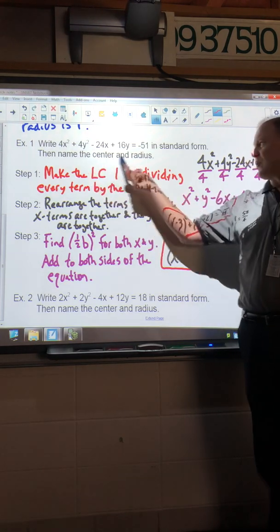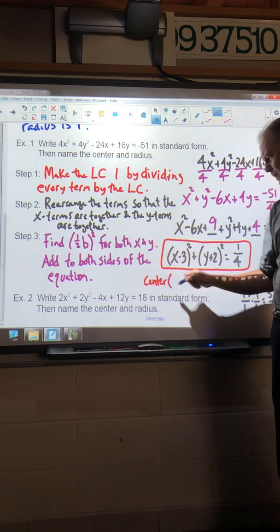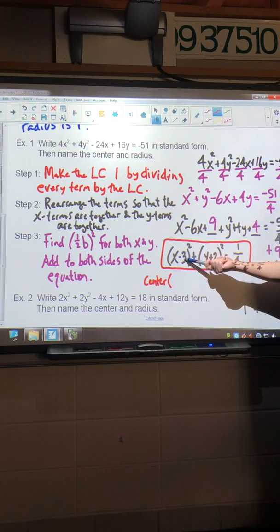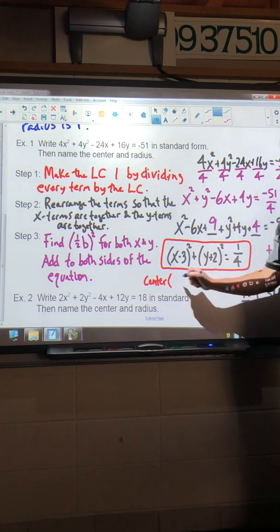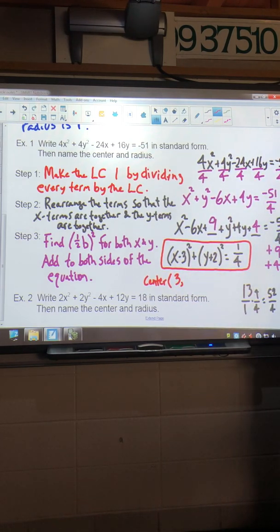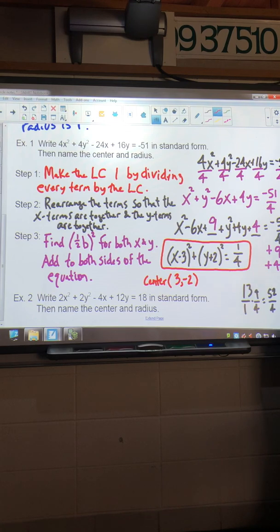Then it said name the center and the radius. Okay, so the center of the circle, h is 3. X minus h is 3. And then what are we subtracting here? It's y plus 2, which is the same as y minus negative 2, right? So we're actually subtracting negative 2 there, so k is negative 2. So the center of the circle is 3, negative 2.